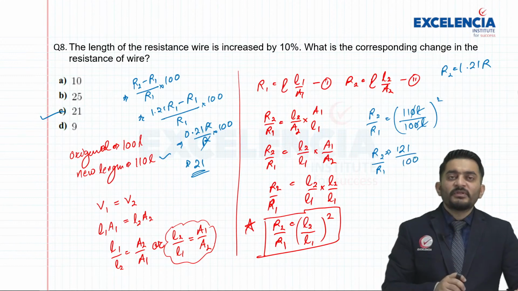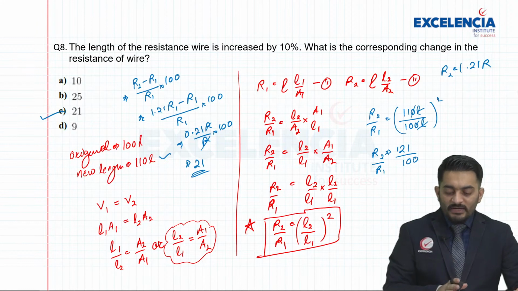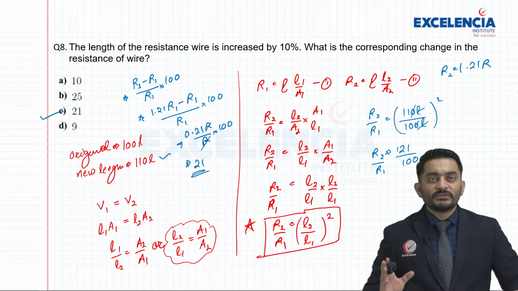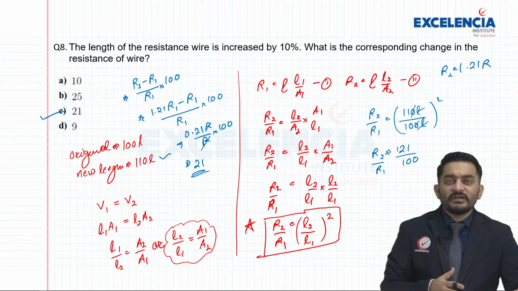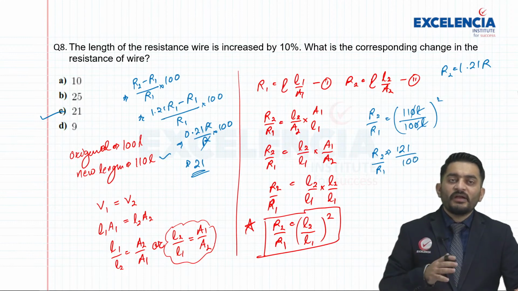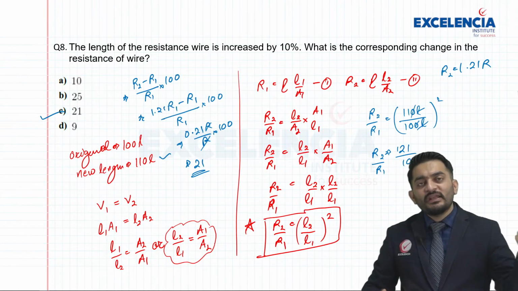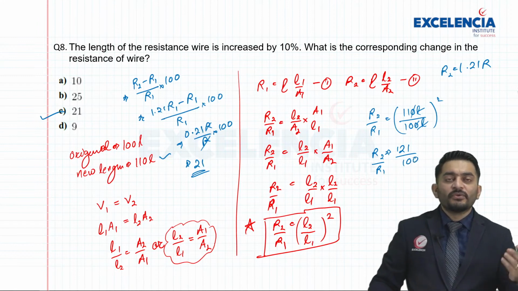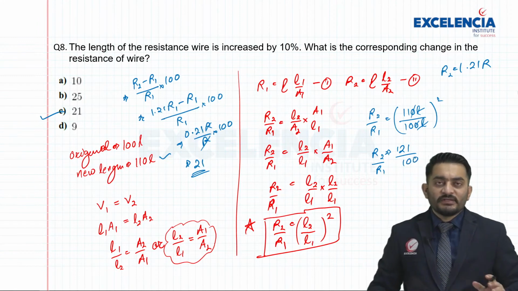You directly remember the formula that R2 by R1 is equal to L2 by L1 the whole square. The same thing can also be written in terms of area. So if you write it in terms of area, it will be A1 by A2 the whole square, and whatever the area percentage change has been given to you, directly plug it in and you will get your answer.